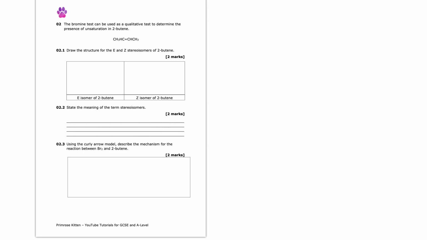So here we're told that the bromine test can be used as a qualitative test to determine the presence of unsaturation in 2-butene. And what unsaturation means is the presence of alkene bonds. So we're asked here to draw the structure of the E and Z isomers of 2-butene. So the very first thing that I would do is I would draw out butene, not worrying yet about whether it looks like an E or a Z isomer, and we'll just start there.